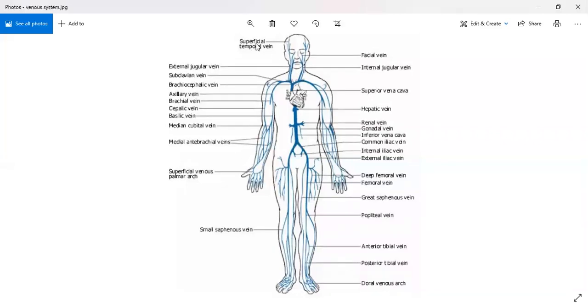This is the venous system. Superficial temporal vein, external jugular vein, subclavian vein, brachiocephalic vein, axillary vein, brachial vein, cephalic vein, basilic vein, median cubital vein, median antebrachial vein, superficial venous palmar arc, small saphenous vein, facial vein, internal jugular vein, superior vena cava, hepatic vein, renal vein, gonadal vein, inferior vena cava, common iliac vein, internal iliac vein, external iliac vein, deep femoral vein, great saphenous vein, popliteal vein, anterior tibial vein, posterior tibial vein, and dorsal venous arc.